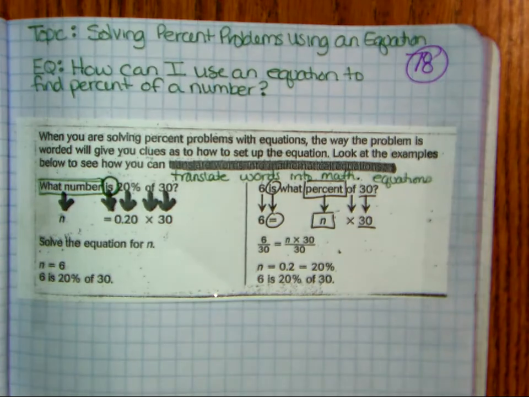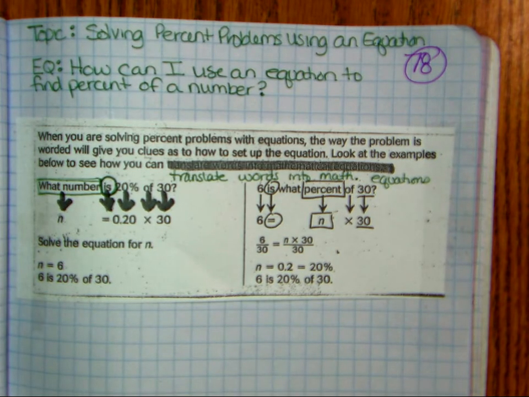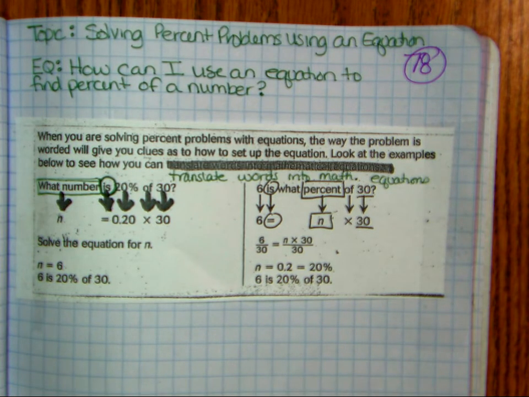Okay? When you see the word is, we talked about this before. Does anybody remember what is means? Raise your hand if you can tell me. Yes, Jacqueline? Is means equals? It always will mean equals. So if it is something, it equals something.